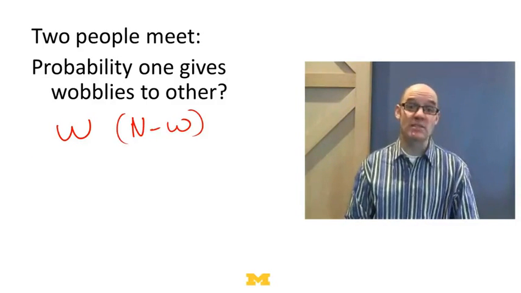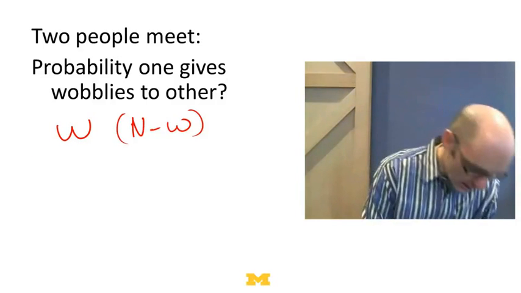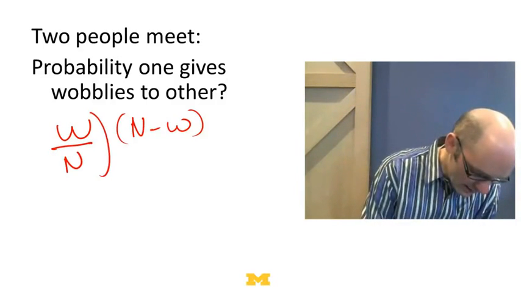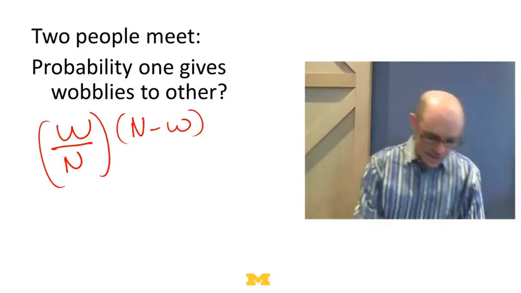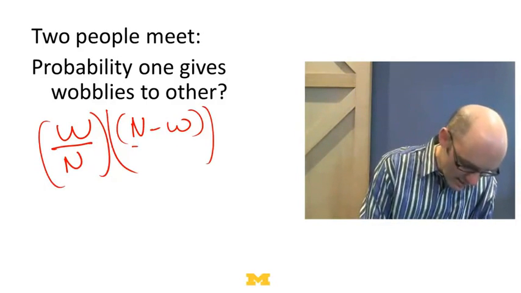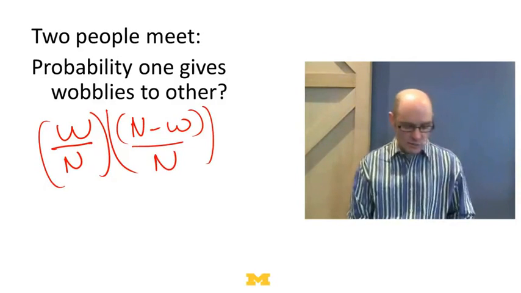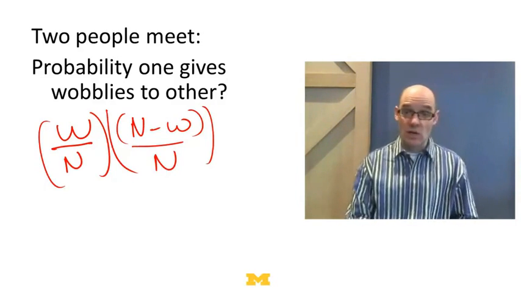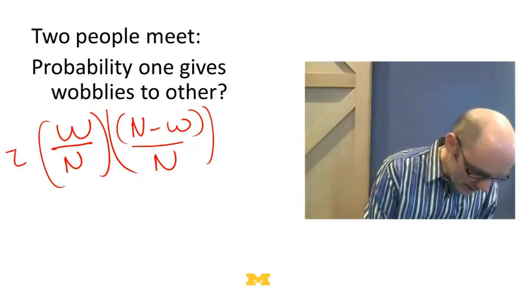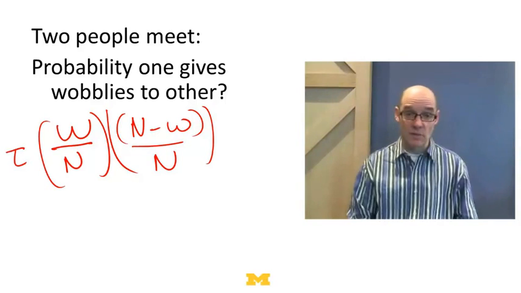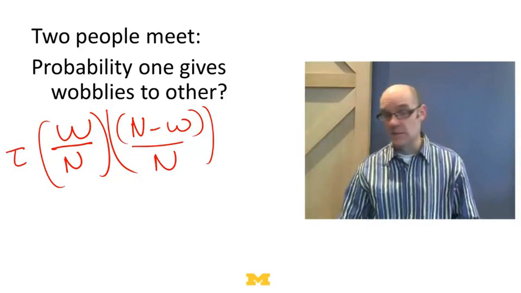So what's the probability that someone has the wobblies? Well, that's just W over n. What's the probability of the other person not having the wobblies? Well, that's just n minus W over n. So if you want to think about the probability of two people meeting where it could get transmitted, this is it. And then you just multiply that by tau, because that's the probability that if those two people do meet, the disease in fact moves from one person to the other.